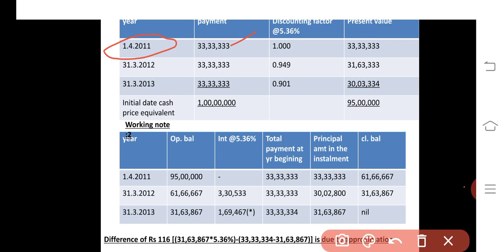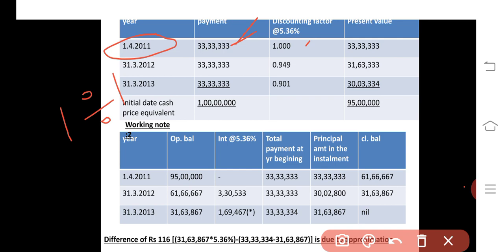33,33,333. There is no discount factor on the first installment, that is 1.00. The discounting factor is found as 1/1. So for the first installment, 1 is the discounting factor. So the present value will be 33,33,333 into 1, you will get 33,33,333.